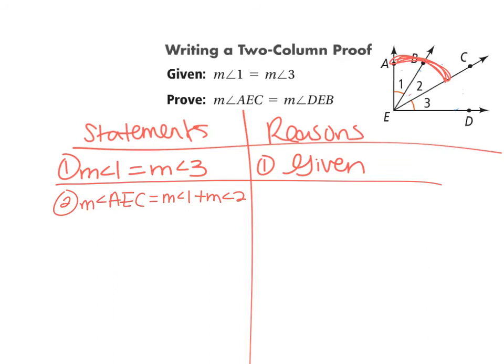That's it. So what is the reasoning? How do I know that one angle plus another angle equals the total angle? Well, that's called the angle addition postulate. So the angle addition postulate.